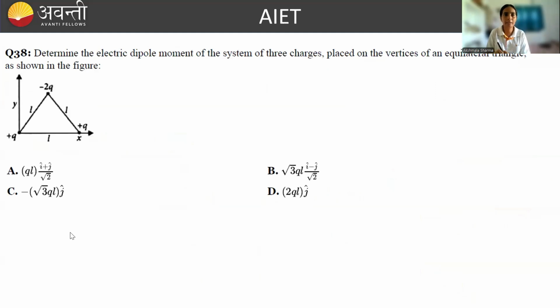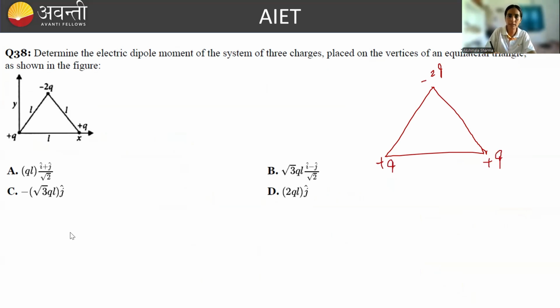Now, determine the electric dipole moment of the system of three charges placed on the vertices of an equilateral triangle. So, can you spot the dipole here? It's something like this, right? So here there is minus 2q charge, and here there is plus q, and here there is plus q. If you look carefully, I can do one thing. At the vertex, the charge kept, we will keep the same. We cannot change that.